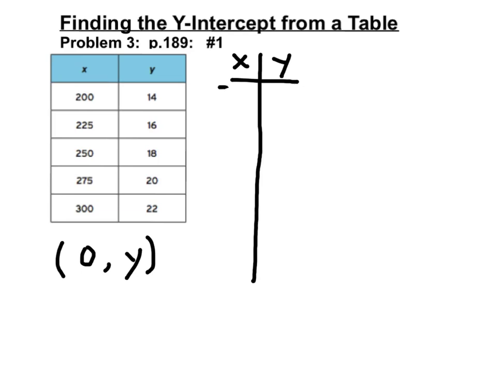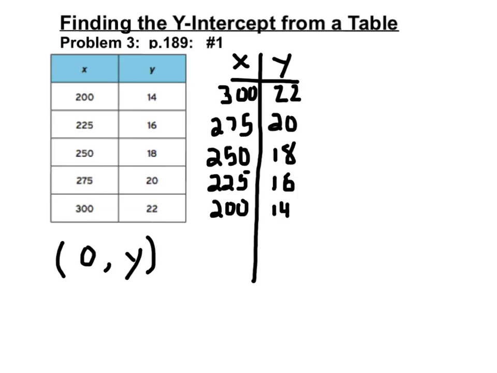We're going to start with the lowest value, 300, which has a y value of 22. Then we'll move on to 275, 20, etc. Okay, so I filled in the rest of the values from the table, and now I can see my x values are decreasing, which will allow me to continue to decrease until I get to the x value of 0, which is what we need for our y-intercept.